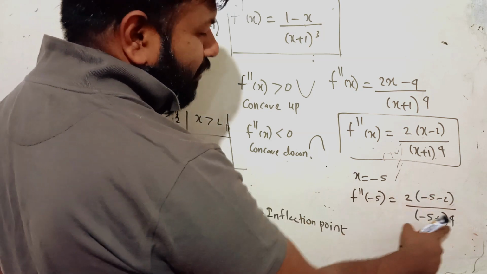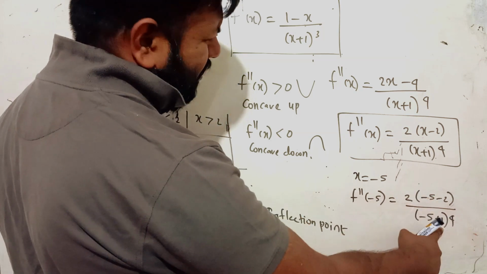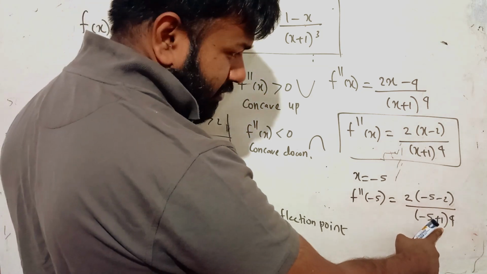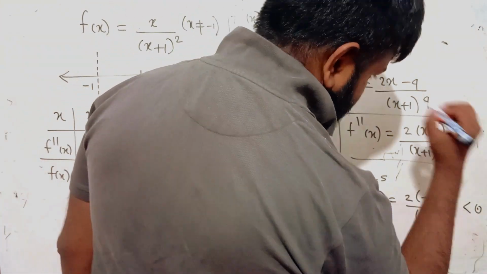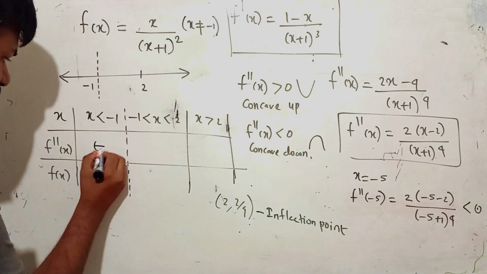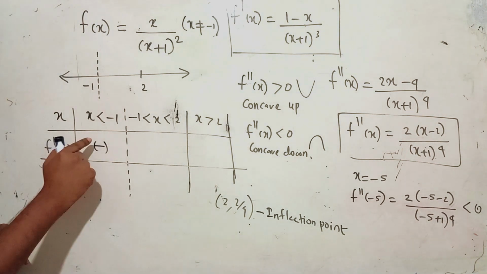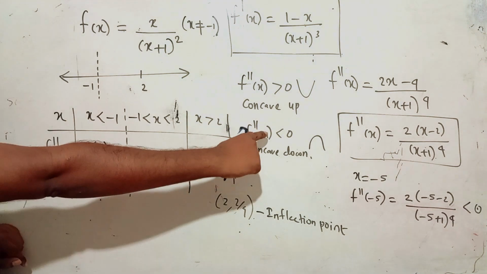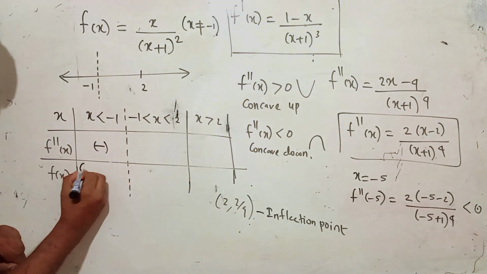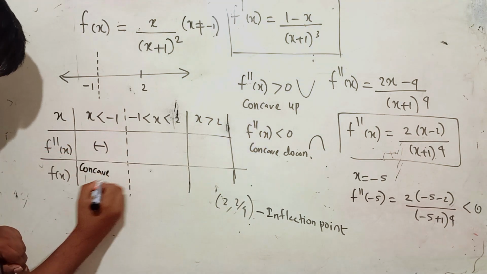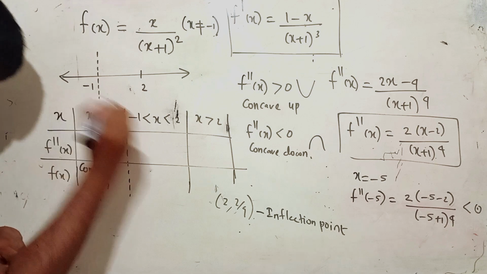The denominator is going to be positive, because minus 5 plus 1 is minus 4, to the power 4, which is positive. The numerator is negative, so the value is smaller than 0. So this region is negative. When f double dash is negative, f x is concave down.